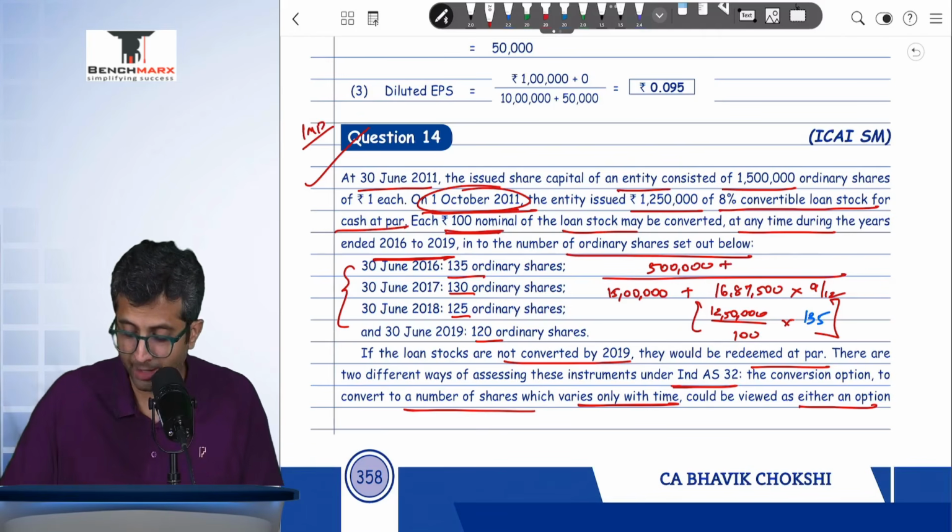In the numerator, if they were converted, 75,000 of interest will be saved, but along with that, tax impact will also arise.